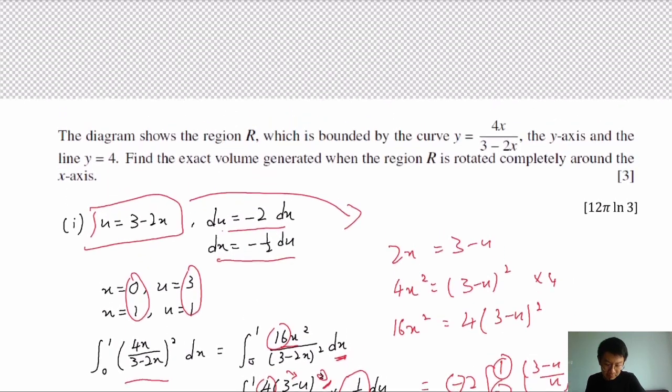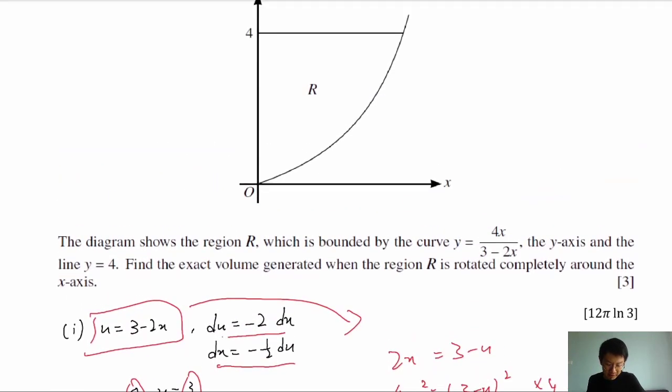The second part is we have got the region R, which is bounded by the curve y is equal to 4x divided by 3 over 2x, y is equal to 4 and the y-axis. Find the exact volume generated when the region R is rotated completely around the x-axis.